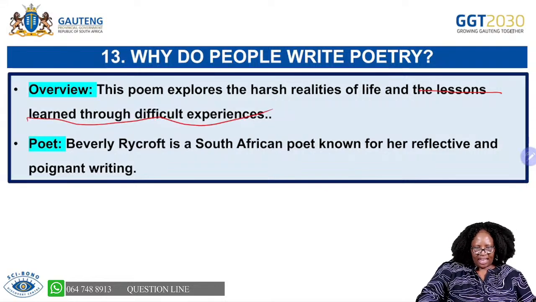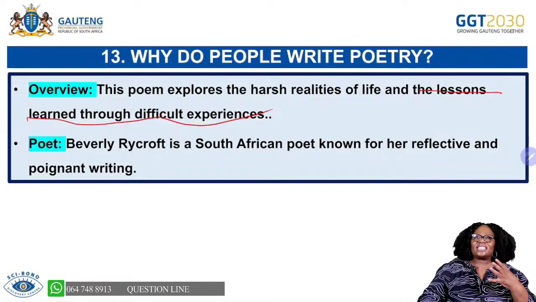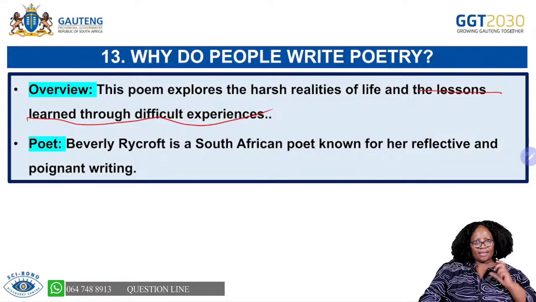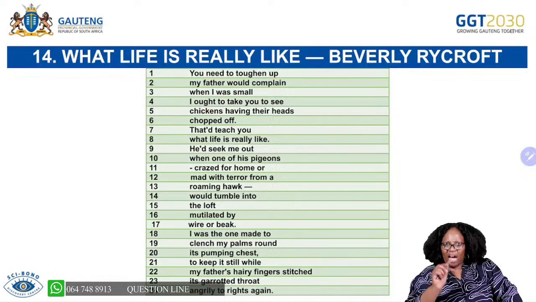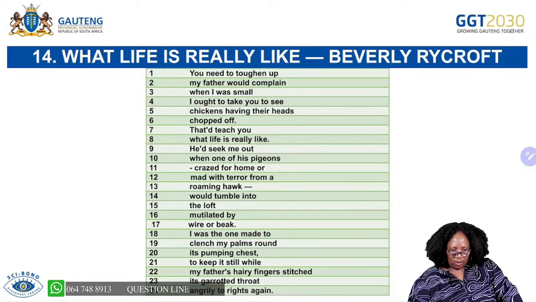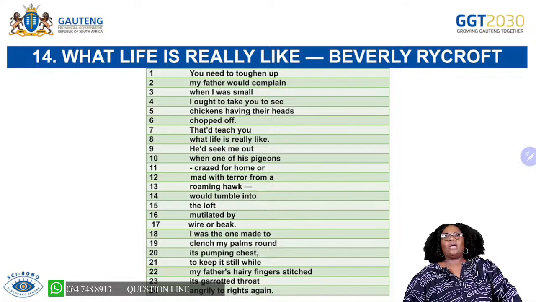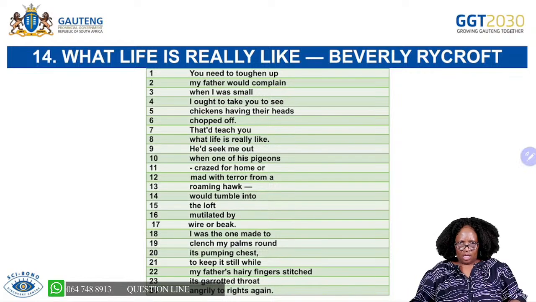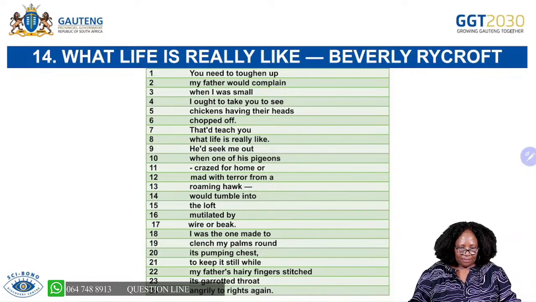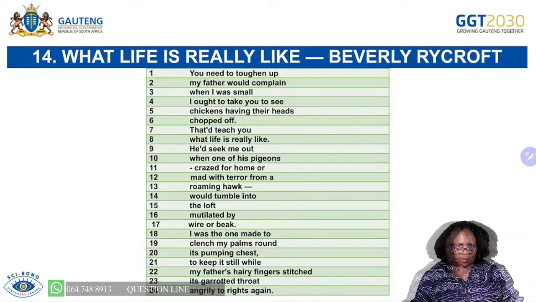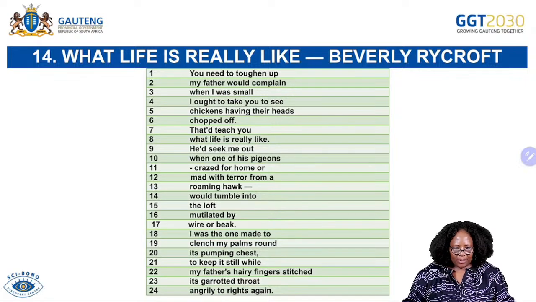Our poet this afternoon, Beverly Rycroft, is a South African poet known for her reflective and poignant writing. Her writing is reflective. She thinks deeply about certain situations. Now I'm going to read the poem to you. I hope you have the poem on your desk. Yes. 12A, 12C. Let's read together.